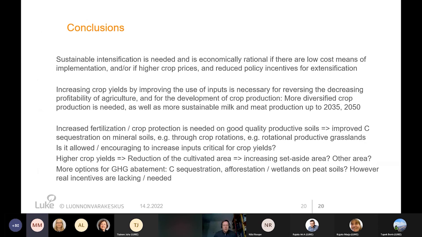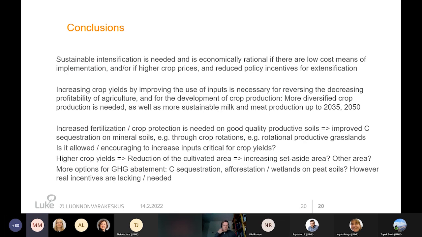Conclusions, last slide. We need reasonably priced means of sustainable intensification. Increasing crop yields is necessary for the viability of agriculture, because profitability of production has gone down. So we must be careful what investments to make. And sometimes compacted soil should be renovated, but think twice before doing it, because the field plot must be of high productive potential, and any field parcel should not be invested in soil renovation.